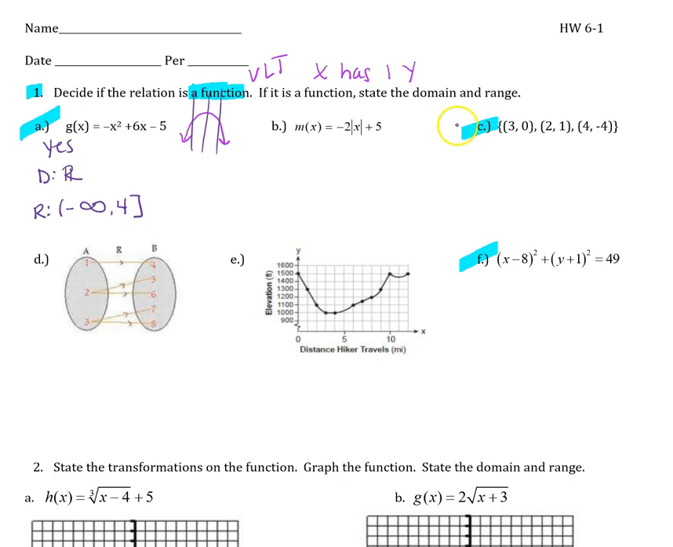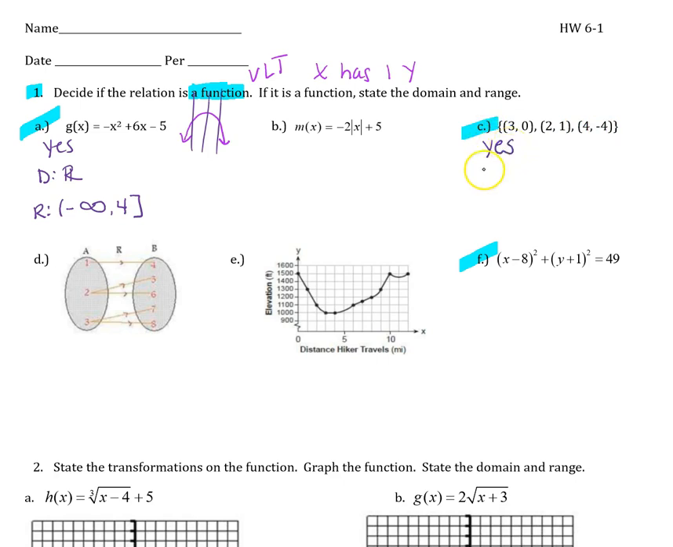Say I look at something like C though. If I'm looking at this, it's a set of points. It's not a line, or any other function, or a parabola. It's just a set of points. Is this a function? So you have to ask yourself, are any of the x's repeating? Does every x have its own y? 3 has 0, 2 has 1, 4 has negative 4. No x's are repeating, so yes, it's a function.